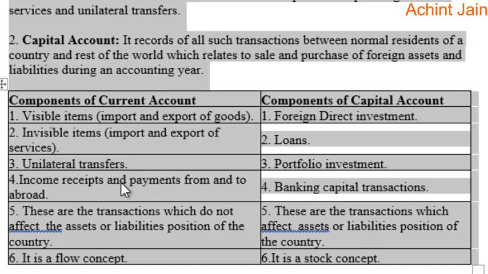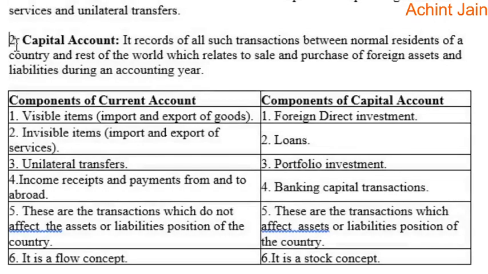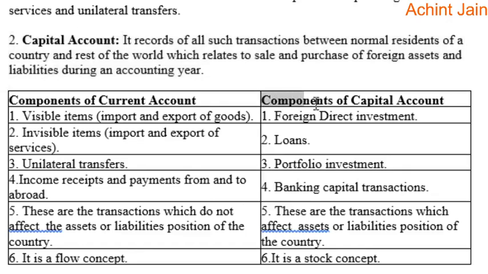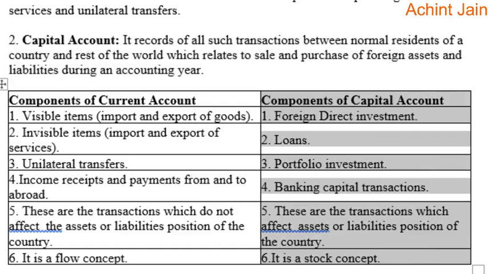Now after the current account we will discuss the capital account. The capital account records capital transactions such as loans and investments between one country and the rest of the world, which cause a change in the assets or liabilities status of the residents of a country or its government. There are various components of the capital account. It is available on the screen; you can see the components of the capital account. The various components of capital account are foreign direct investments, loans, portfolio investment, banking capital transactions, etc.